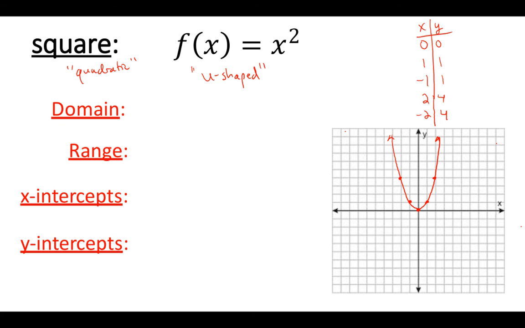But for the parent function, for the domain of this, we can plug in any negative or positive number. It hits every single one. So negative infinity to positive infinity. For the range of this, the lowest point in the y direction is 0, so 0 to infinity. The only x-intercept there is at x equals 0. The y-intercept is also the same, y equals 0.